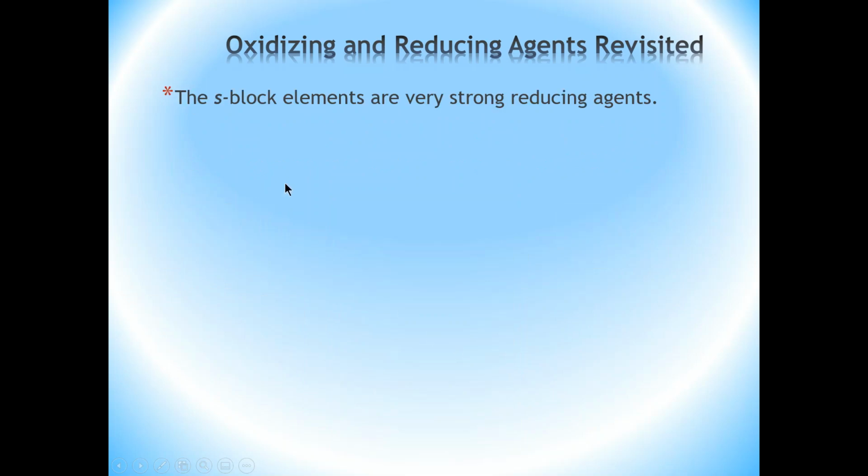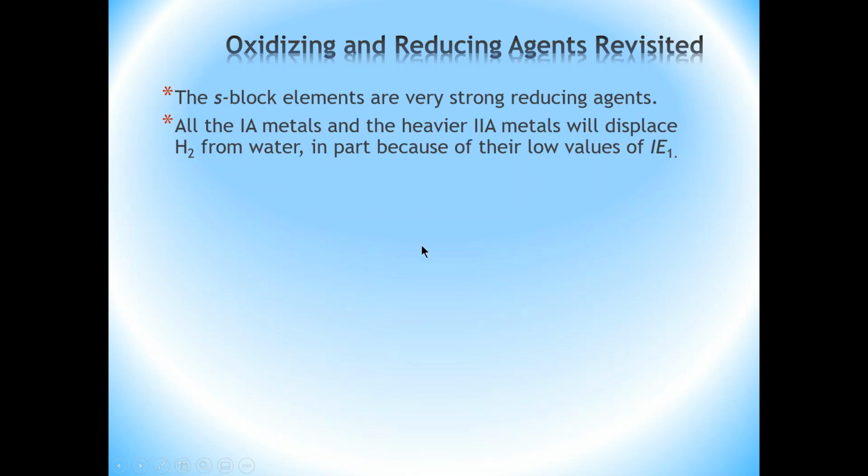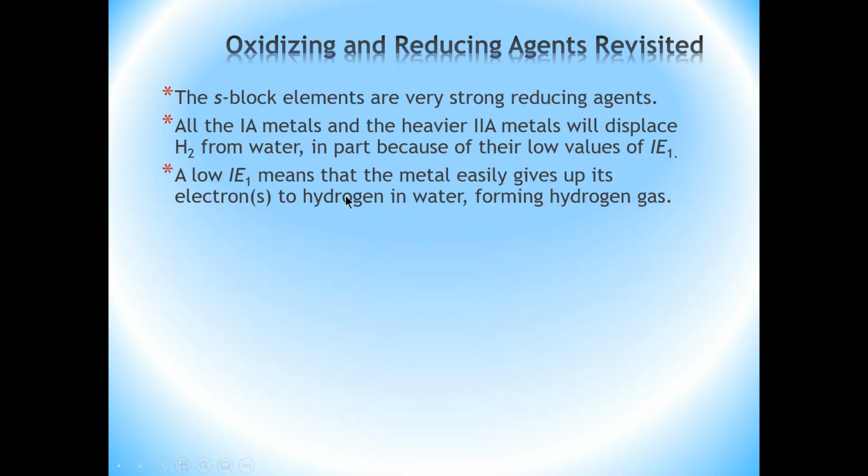Elements belonging to the S block region of the periodic table tend to be strong reducing agents, and that's in relation to the ionization energies of these substances being very low. So basically, all the group 1A metals and the heavier group 2A metals will displace hydrogen from water for that reason. As I said before, the low ionization energy reflects the fact that the metal will give up its electrons, in this case to the hydrogen in the water, and therefore hydrogen will be displaced in the form of hydrogen gas.